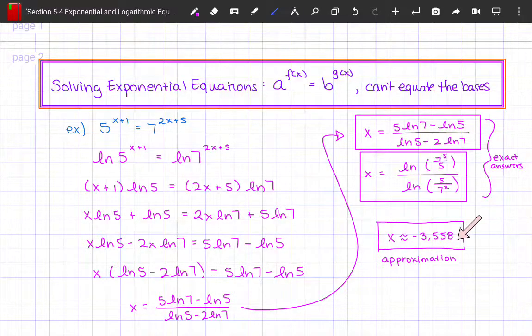And I say most precise. If you need it in a decimal form, if you're actually going to use this in an application, this is the most precise decimal approximation when you wait until the very end. But these are the exact answers. So always, always, always give me the calculator ready form first, and then you can type it in the calculator if you need to give an approximation.